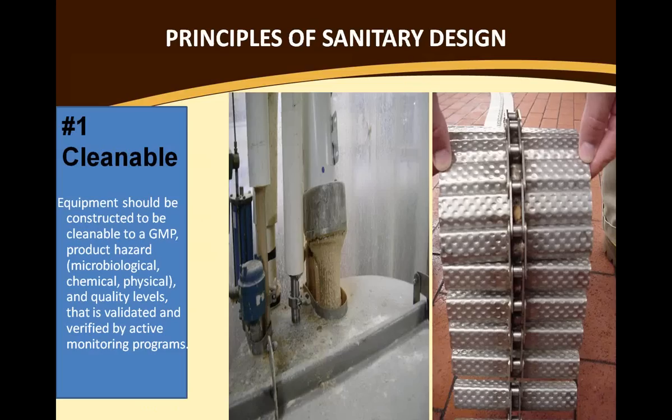So let's talk about the 10 principles. Principle number 1, food equipment must be constructed to ensure effective and efficient cleaning over the equipment's lifespan. A specific standard sanitation operating procedure, SSOP, can be followed to prevent physical, chemical, and microbial hazards to meet quality levels that have been validated by an active monitoring program. And this, again, is using both subjective and objective means to determine what is cleanable.